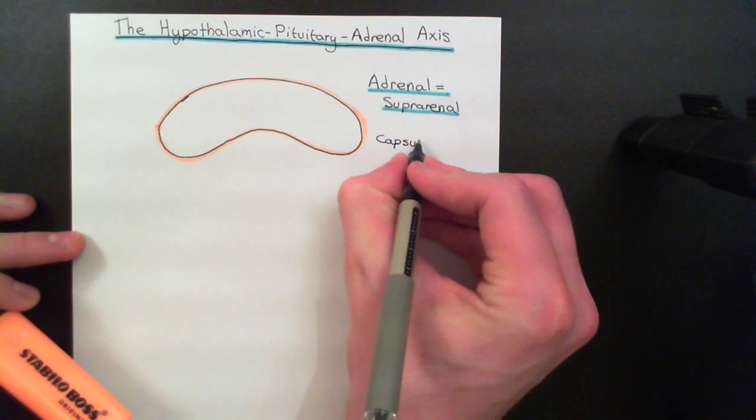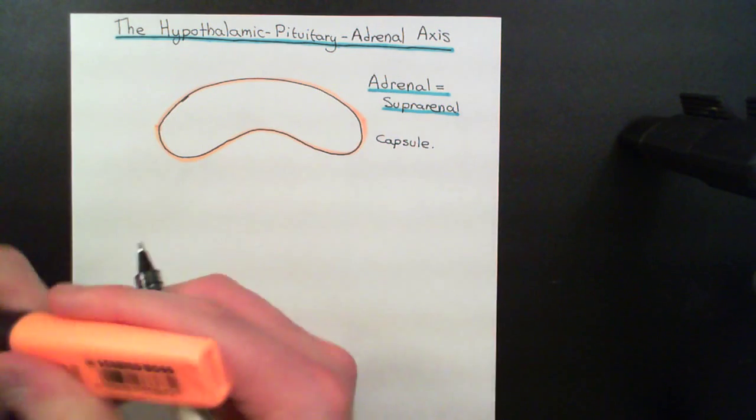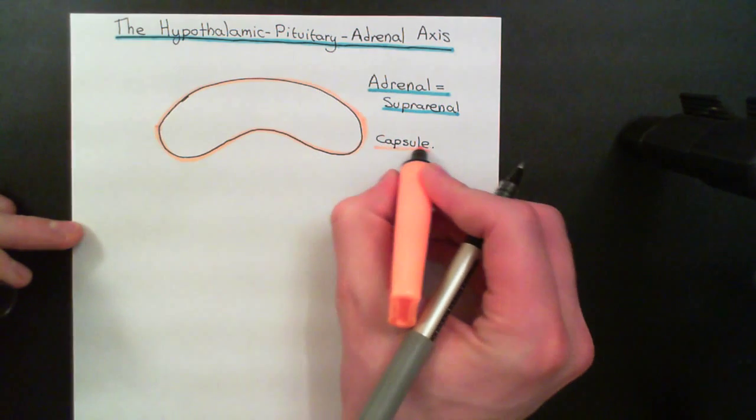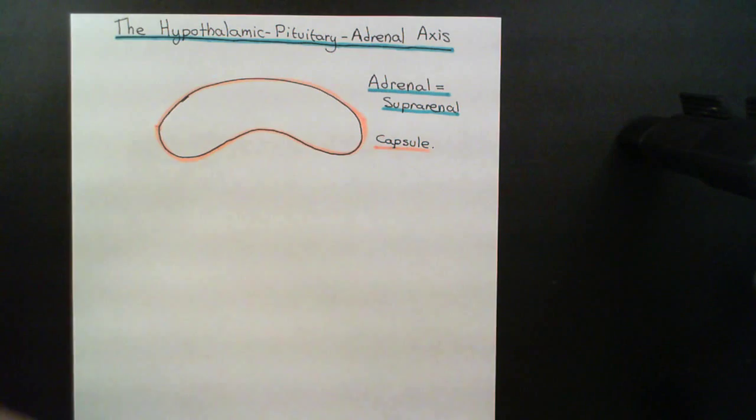Okay, now let's go into the more interesting bit. That's just the connective tissue capsule. Let's actually go inside the capsule. What is the actual tissue of the adrenal glands then? Well, the tissue of the adrenal glands can be divided up into two portions.